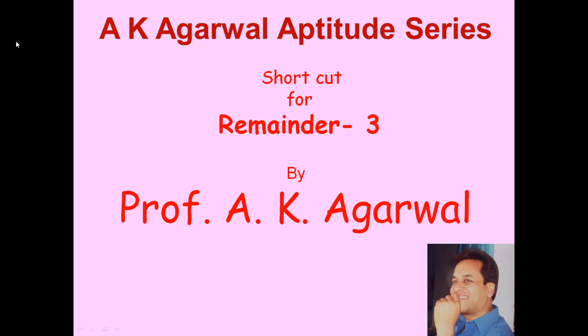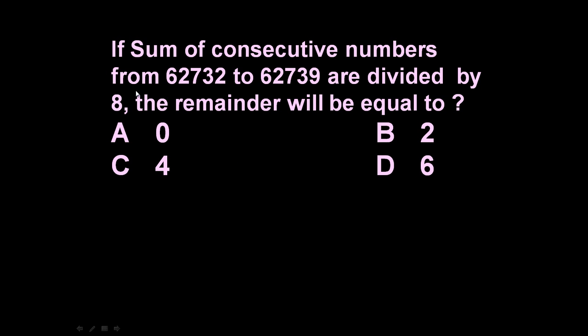Agrawal Aptitude Series. Friends, in this session we are going to learn a shortcut for remainder. Here the given problem is: if the sum of consecutive numbers from 62732 to 62739 is divided by 8, the remainder will be equal to 0, 2, 4 or 6. Means the summation of the numbers from 62732 to 62739 is divided by 8, the remainder will be equal to.